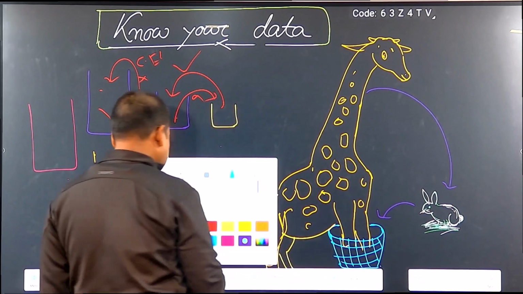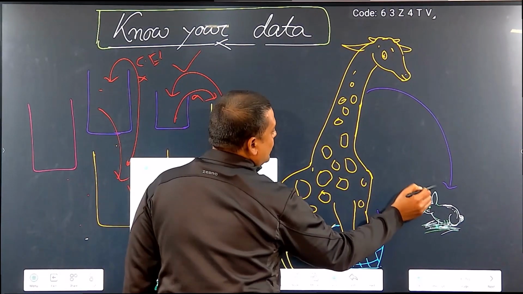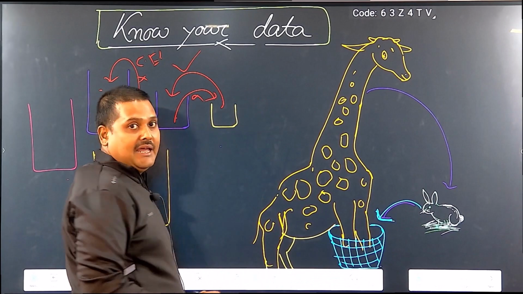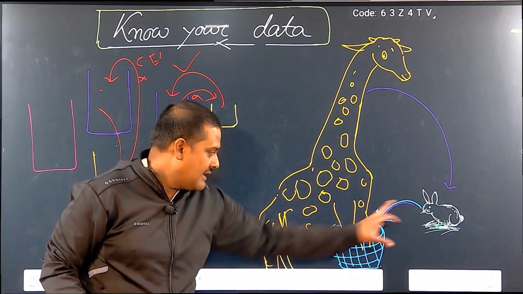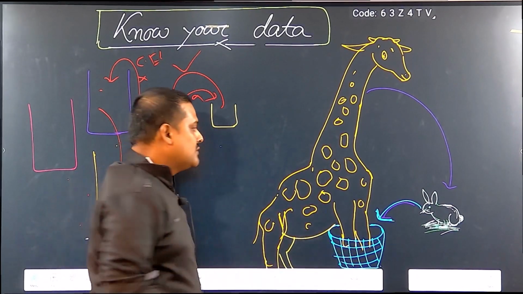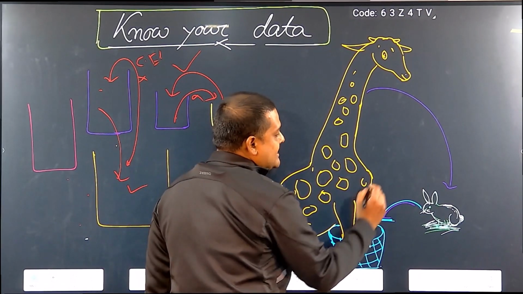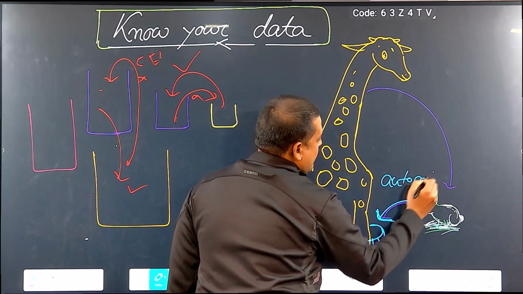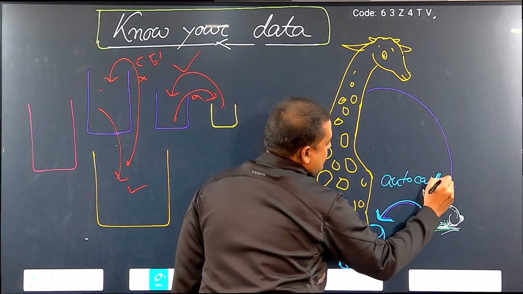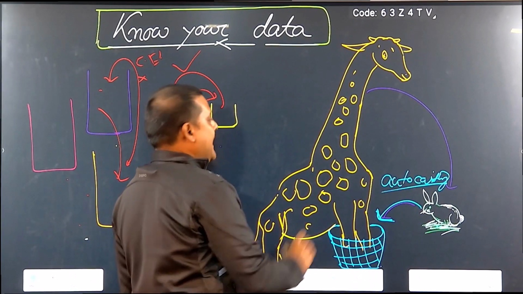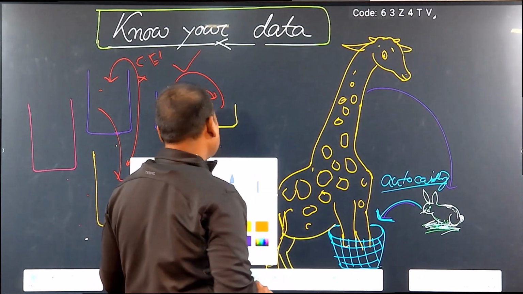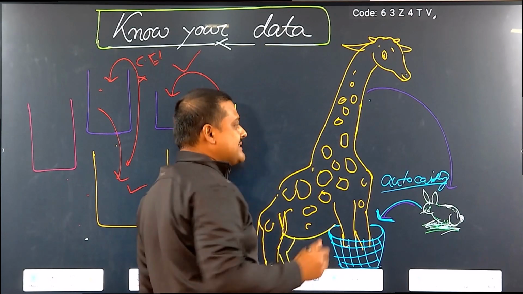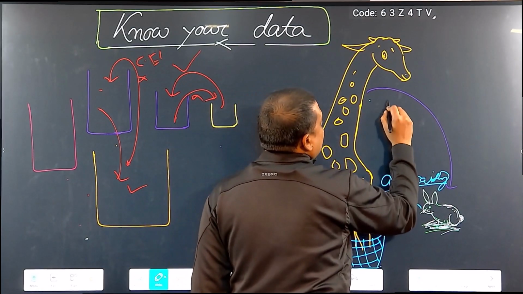But whenever the rabbit is trying to be accommodated here, because this is higher and it is lower in size, it is able to accommodate. This happens automatically, and it is called auto casting. Whenever we need to forcefully convert the higher size of data into its lower size, then it is called type casting.